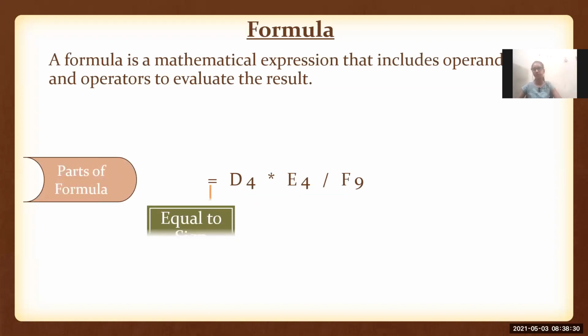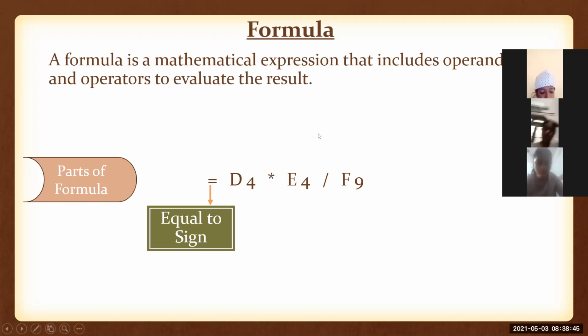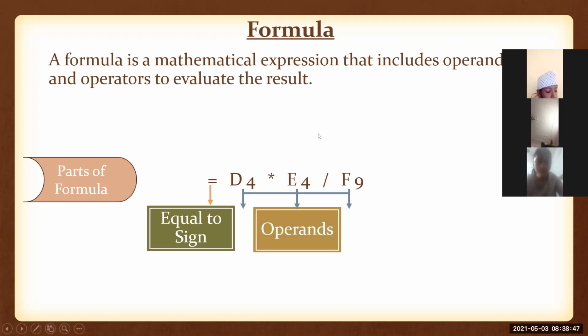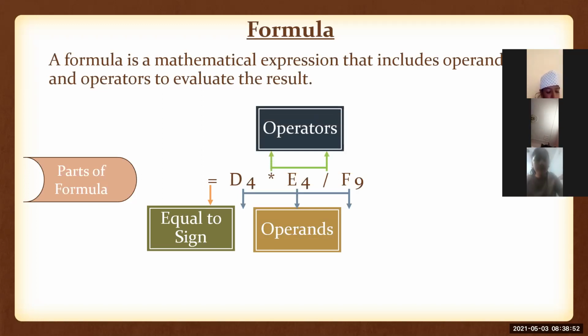What are the operands? D4, E4, F9. Yes, the values on which the calculation will be done are called operands. And the mathematical symbols, multiply, divide, plus, minus, are called operators. Okay, the various parts of a formula are equal to sign, operands, operators.